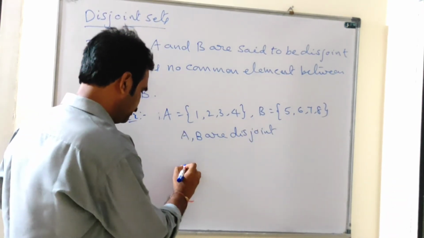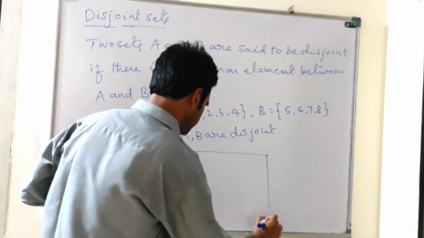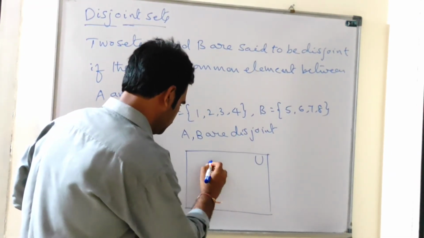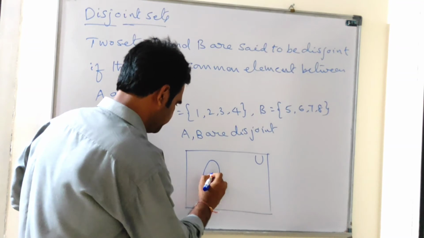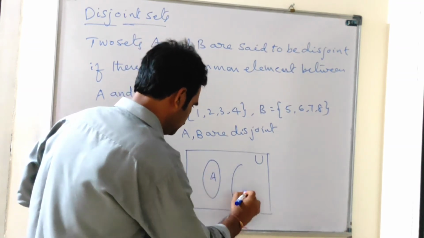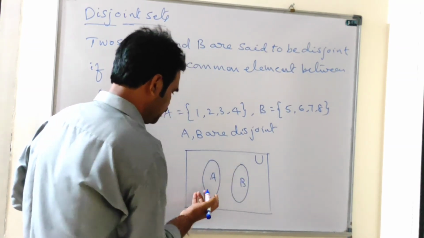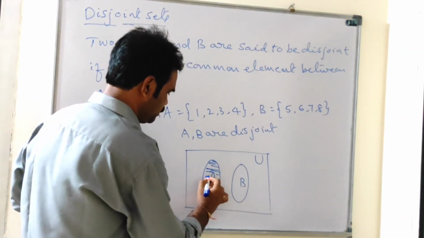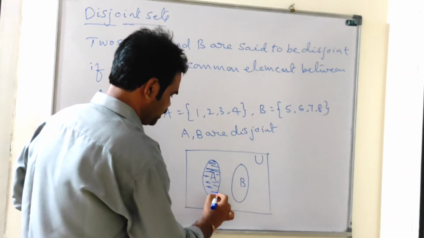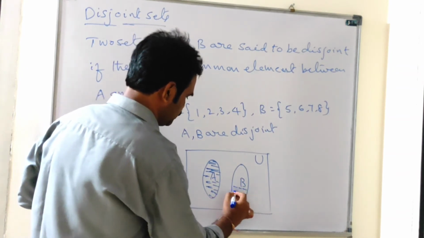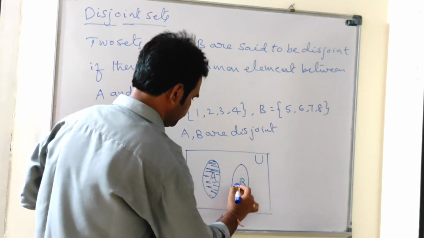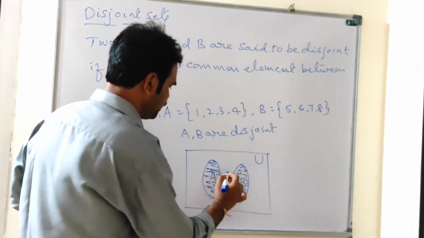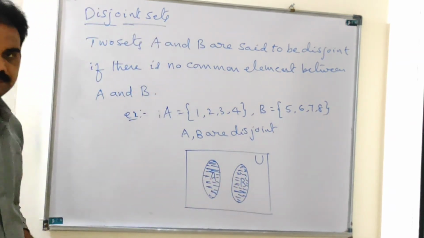See the Venn diagram for disjoint sets. This is the universal set. This is the set A, and this is the set B. They don't have common elements, and hence these are disjoint sets. This is the Venn diagram for disjoint sets.